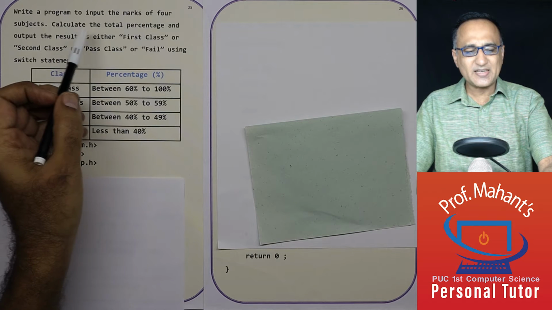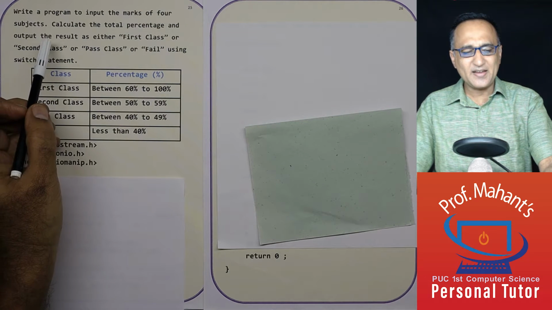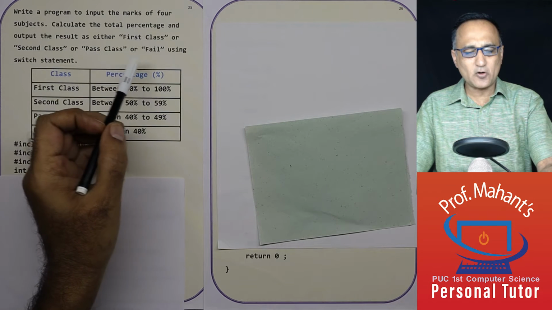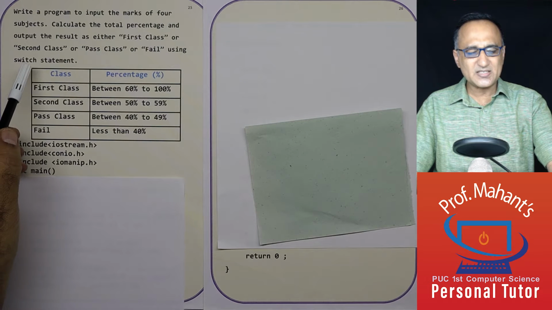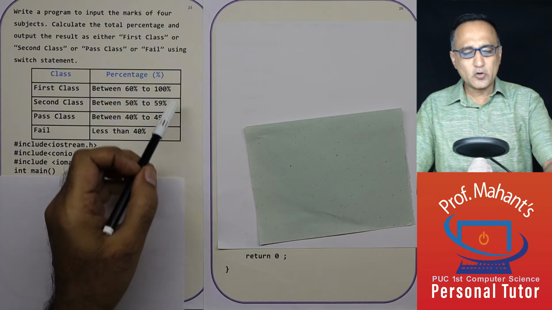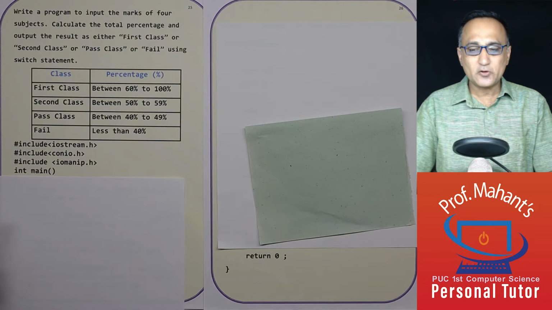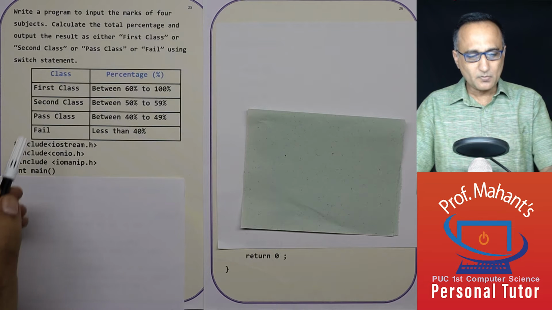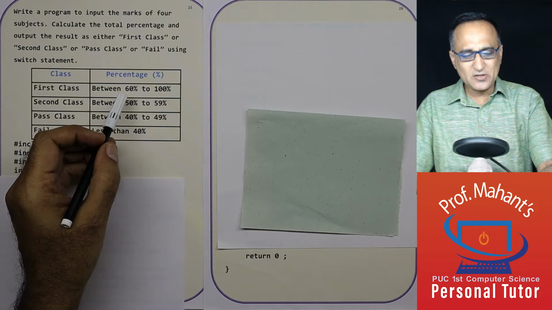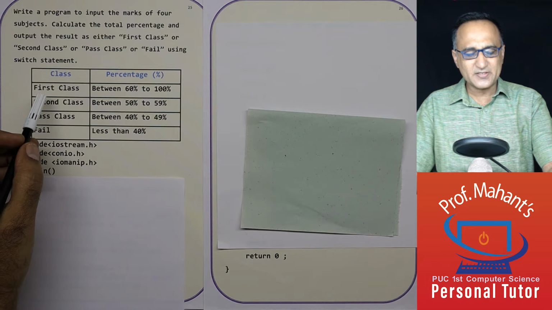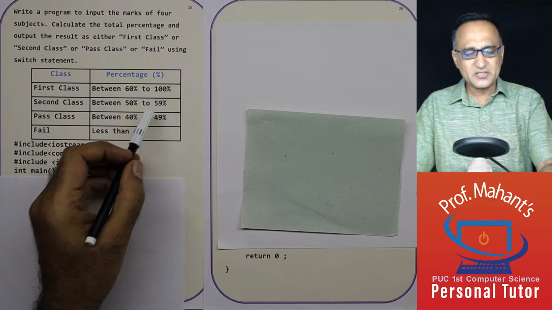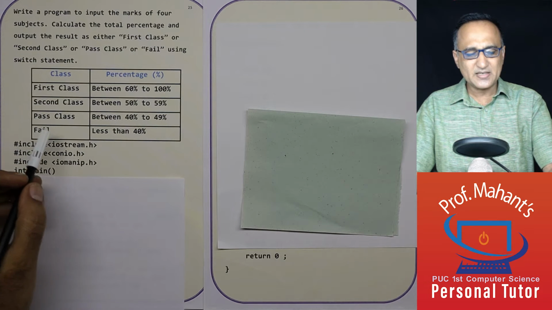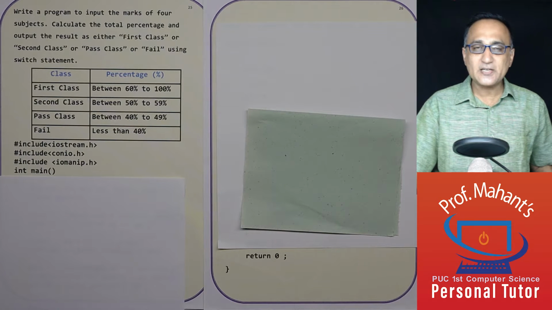After you input the marks, calculate the total percentage and output the result as first class, second class, pass class or fail using the switch case statement. It's always a good idea to draw a table like this because it makes your thought process very clear and your logic easily doable. If somebody gets 60 to 100%, he is classified as first class. 50 to 59%, he or she is second class. 40 to 49%, pass class. And less than 40% is considered as fail.